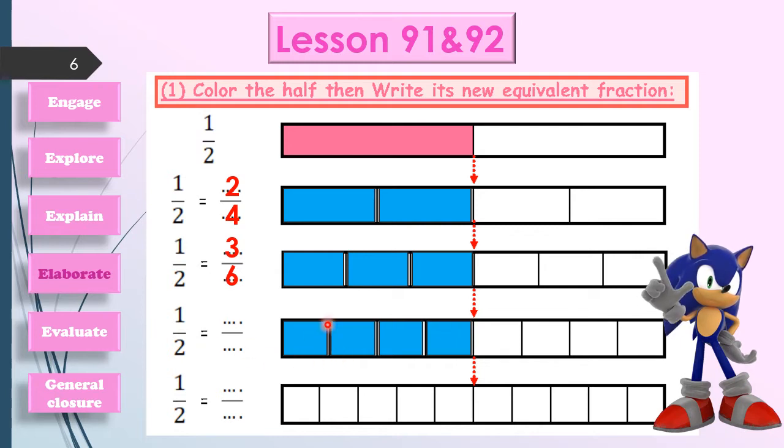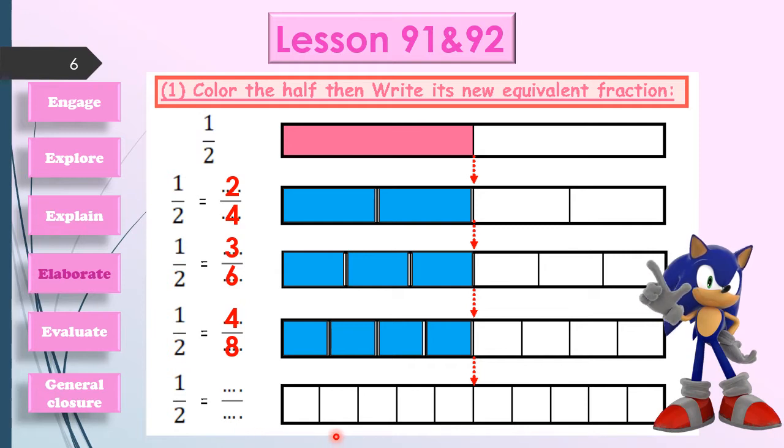Let's go here. We have here 8 parts. Let's write down in denominator 8. And how many colored parts? It will be 4. 4 in numerator. Then half will be equal to 4/8.